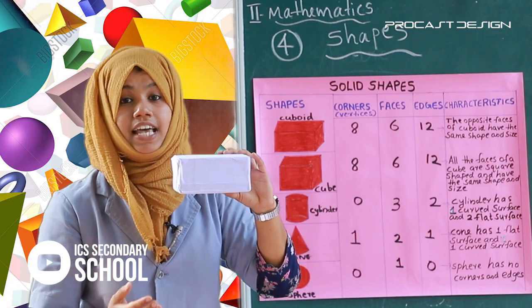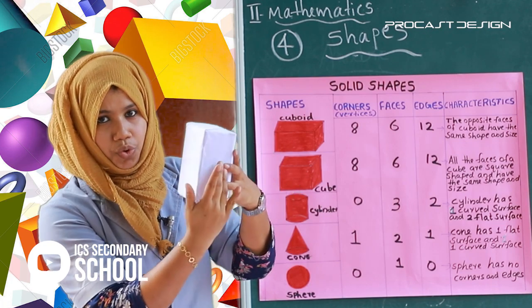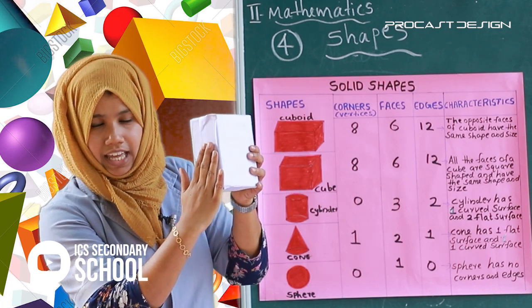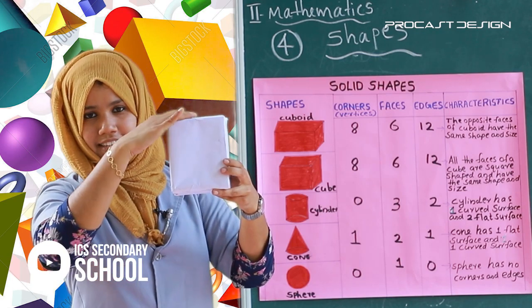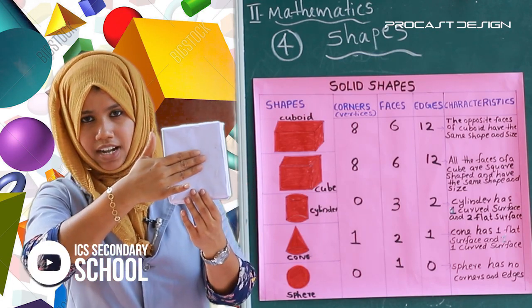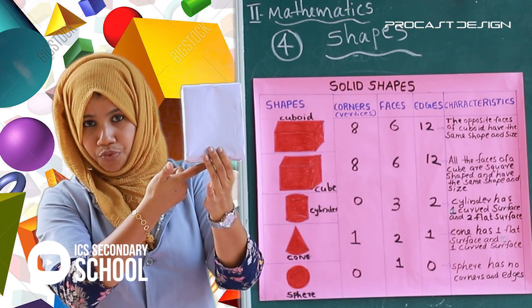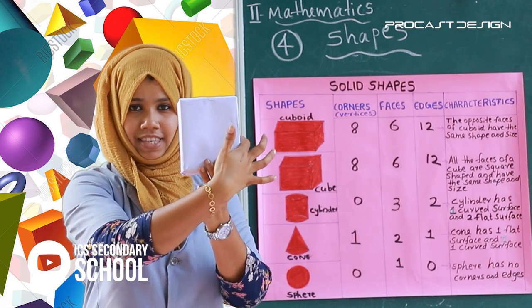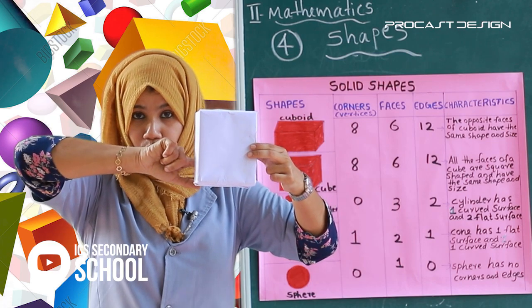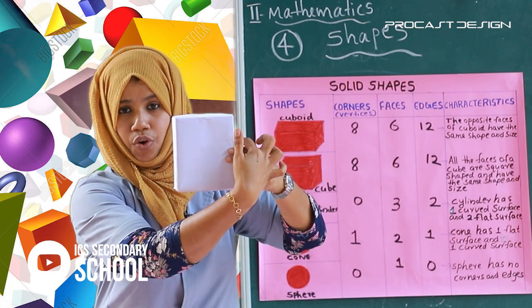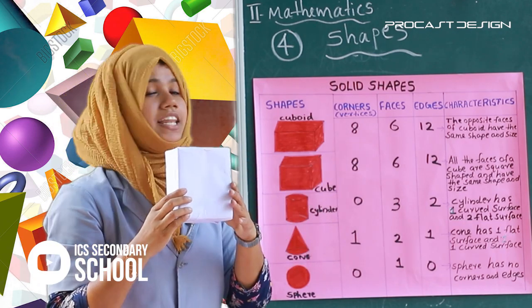How many faces? 6 faces. 1, 2, 3, 4, 5 and 6. Do you understand? How many faces? 1, 2, 3, 4, 5, 6. 6 faces in a cuboid.